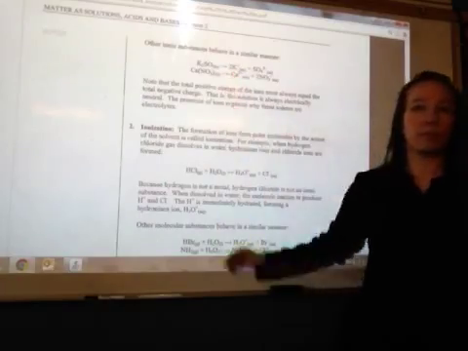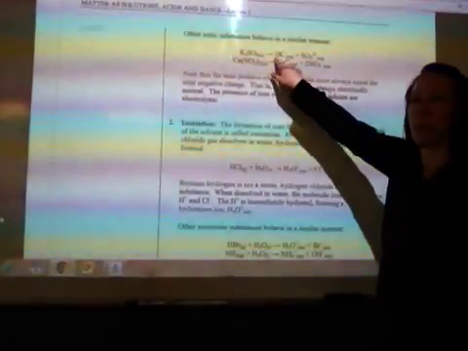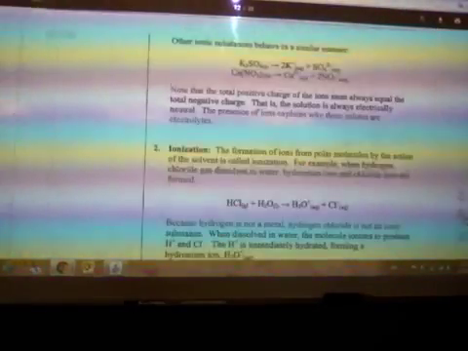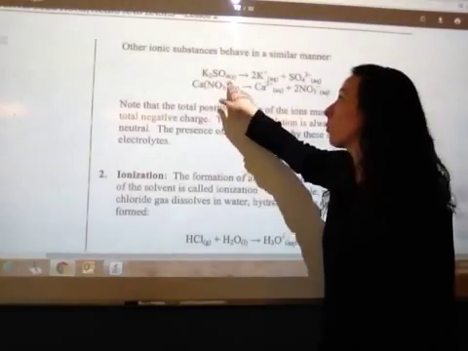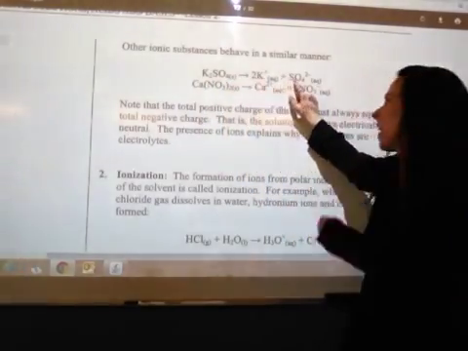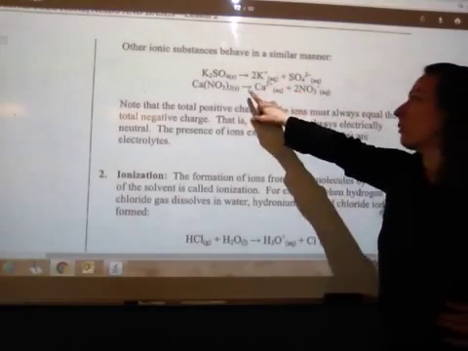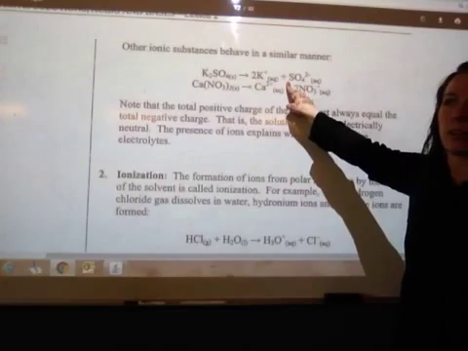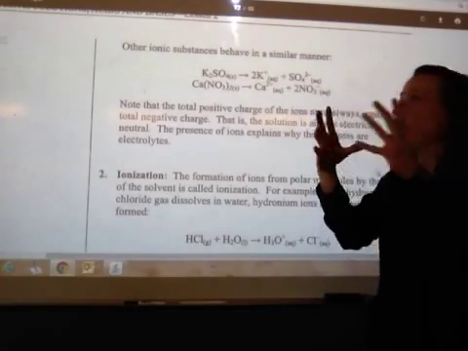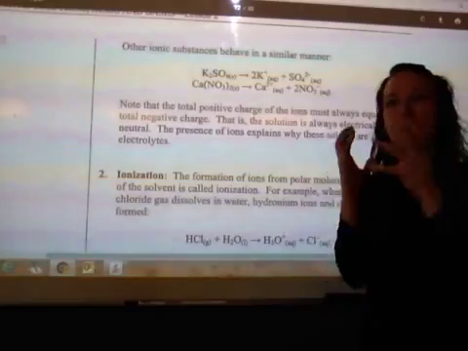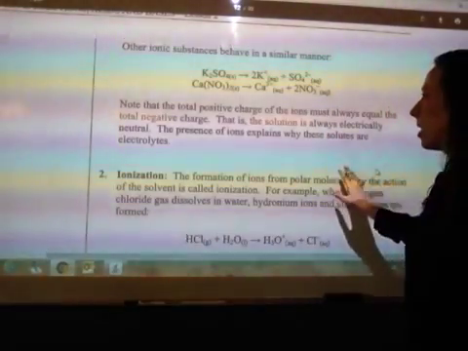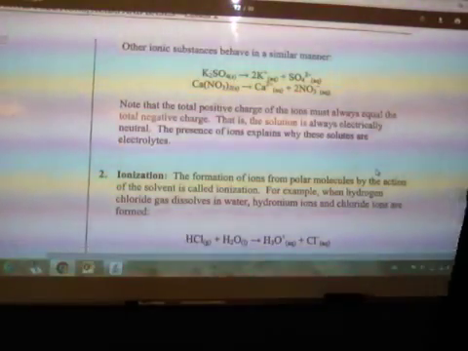Hands up if you know where that big 2 came from. Where did it come from, Brennan? Because there's 2 potassiums from K2SO4. Good. So this 2 came from that little 2. If there's 2 potassiums for every 1 sulfate, then I get a 2. Why don't I have a big 4 here? Good, because it's in a big bag. That SO4 is together, like a bag. I only have 1 SO4. Same thing, same jazz.